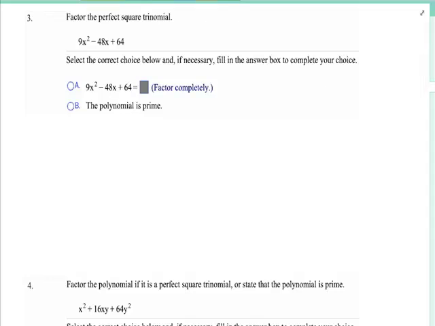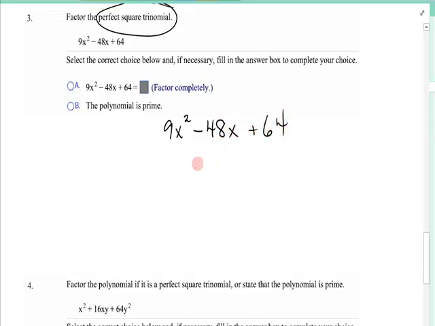Next one. And I am sorry, I don't think I've been saying it. I've been thinking it, but you're still supposed to be saying, is there a greatest common factor? And there's not. So, perfect square trinomial. When you see that perfect square, then please take advantage of that, and you know that it is that.